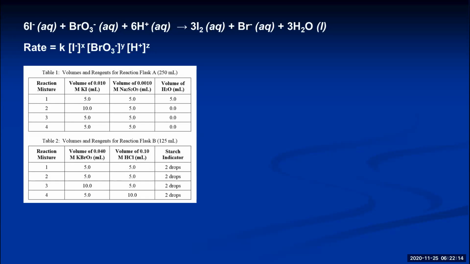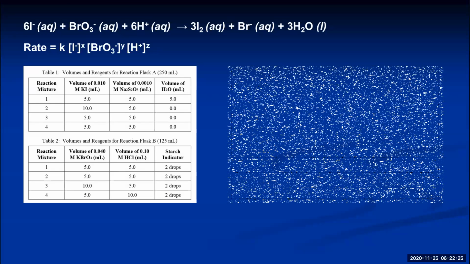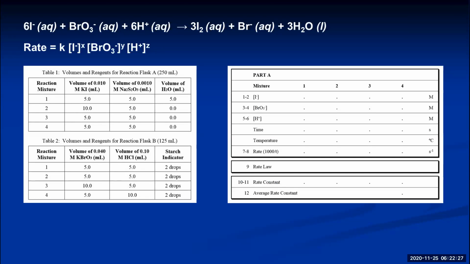So the first calculation we have to do is calculate what the actual concentrations of our reactants are going to be when their volumes get all mixed together to a final volume of 25. So these are dilution calculations. In your data table, the first thing you're going to do is calculate what the new diluted initial molarities will be for the iodide ions from flask A, and then for the bromate and hydrogen ions from flask B.